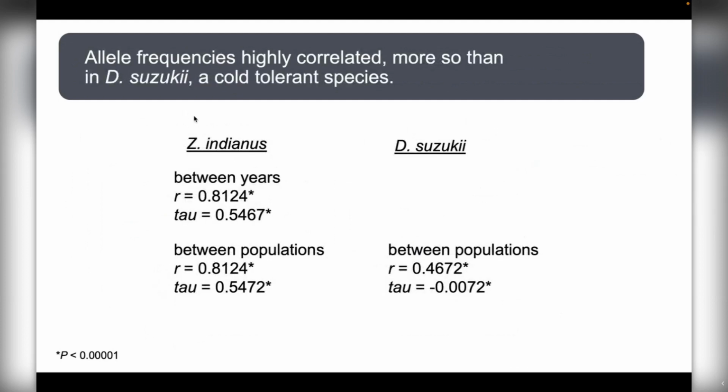We also collected some data from another Drosophilid that's also an introduced species that has, roughly speaking, a similar time frame of colonization of these environments. And between the northern and central population, we find a weaker correlation between allele frequencies. And it's interesting because this species, Drosophila suzukii, is much more cold hardy than Zaprionis indianus when we test them in the lab.